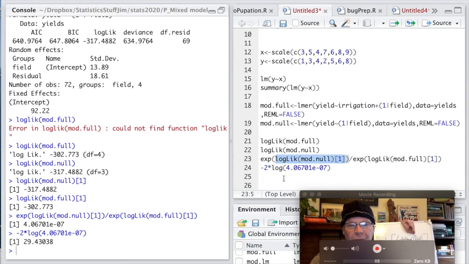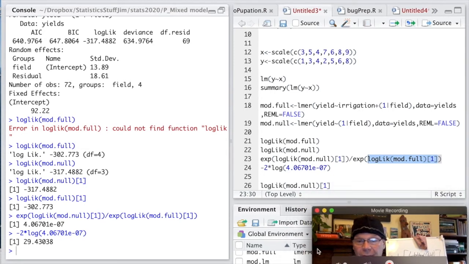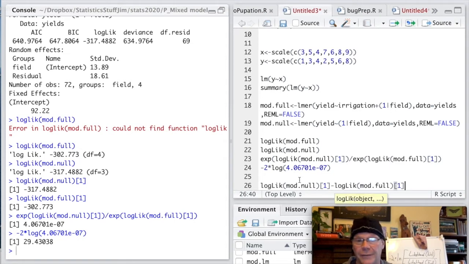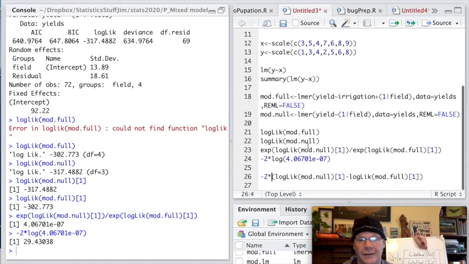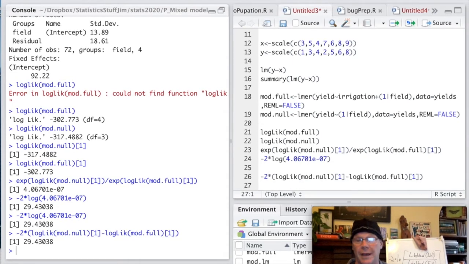So here's the log likelihood for the null model, and here is the log likelihood for the full model. Recall that when we're in log land, those things that we otherwise would divide, we now subtract. So we'll take the log likelihood of the null model minus the log likelihood of the full model. We'll take that value and multiply it by -2. And that is going to give us the same answer as we got when we did it the long way.